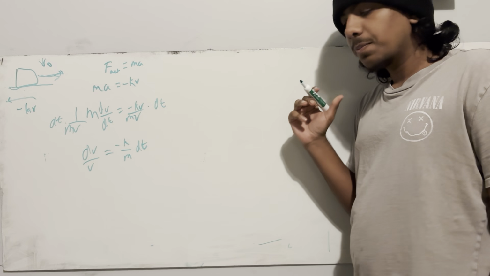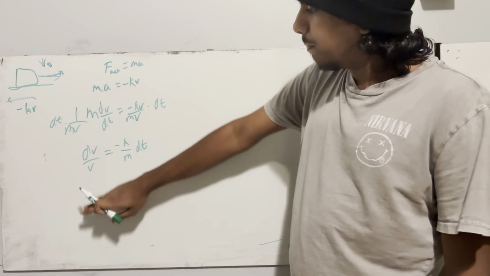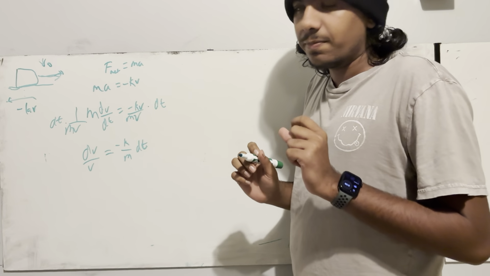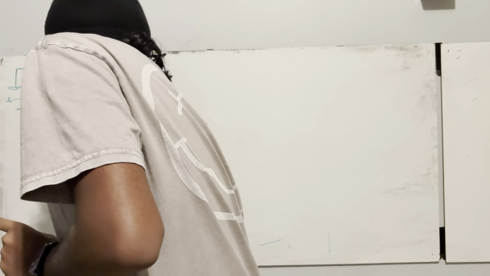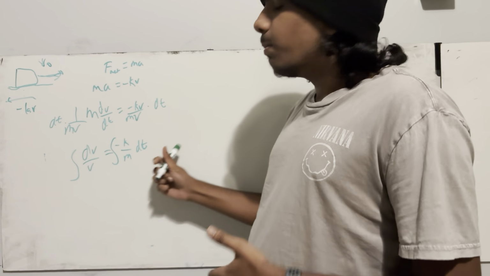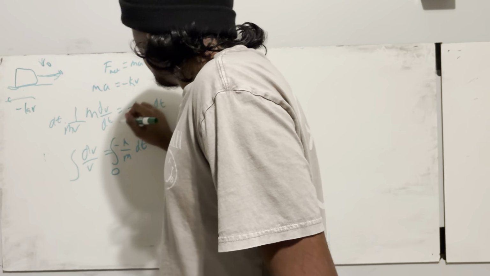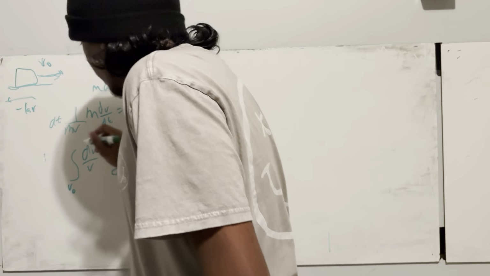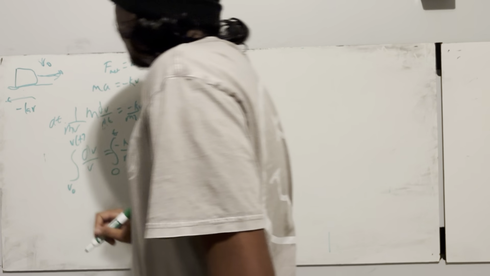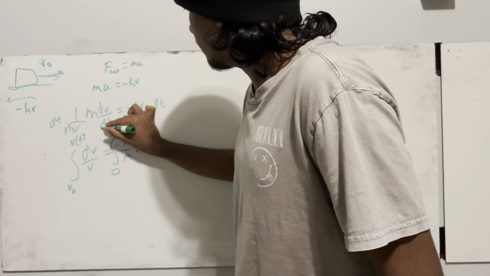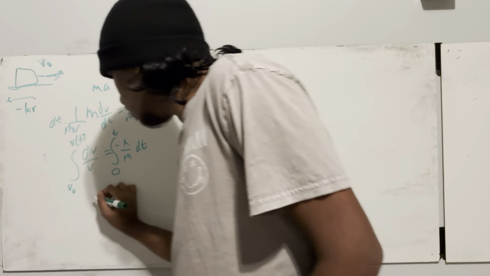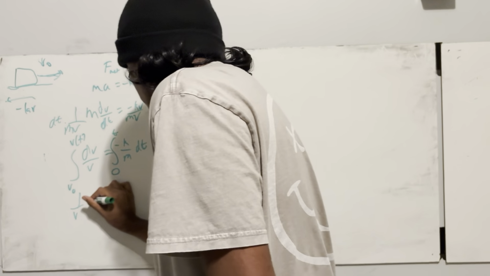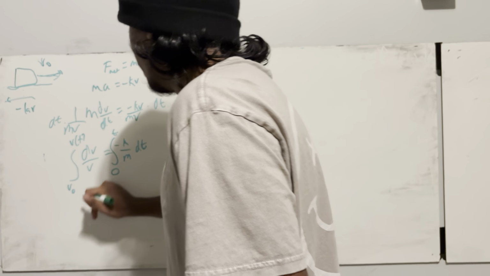Now what you will do is integrate. That's your first step, separating the variables. The second step is integrating: you integrate with respect to v on one side and with respect to t on the other side. For t, we want to integrate from 0 to the given time t. For v, we integrate from v naught all the way to v of t. So that's basically that.